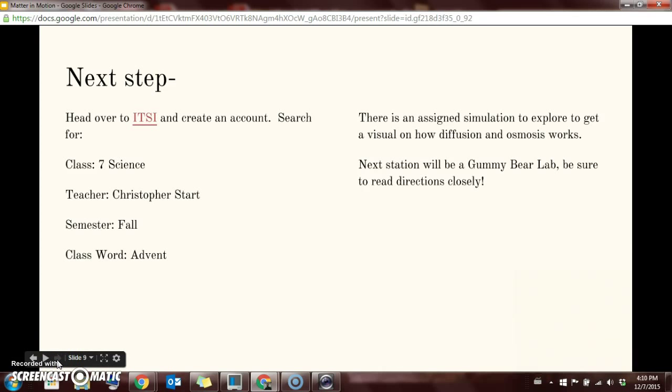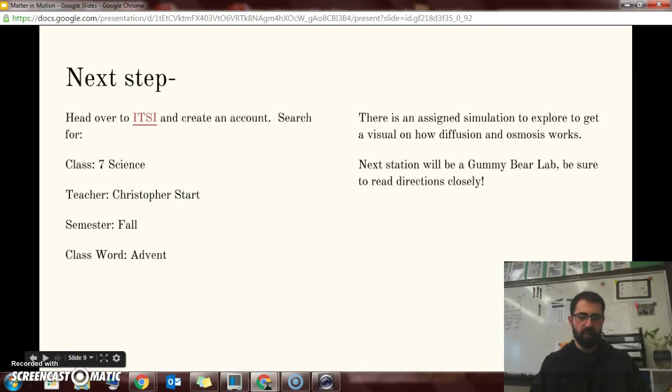Next step, you're going to head over to ITSI and create an account. You'll search for our class, 7 Science, Fall semester, and our class word is Advent. This will be a visual simulation to try to get our minds around how this works. Our next stop after this is the gummy bear lab. Make sure you read your directions closely and that you don't eat the gummy bears until it's time. All right, good luck.